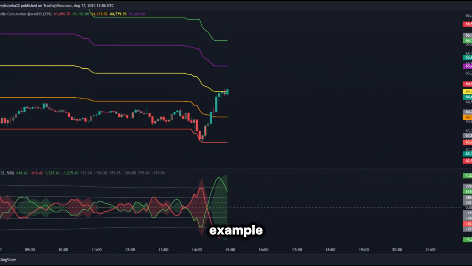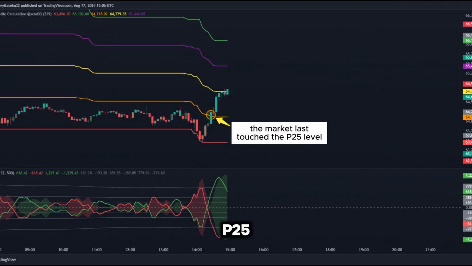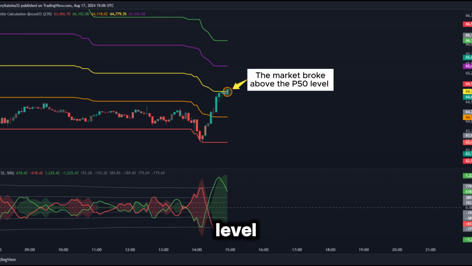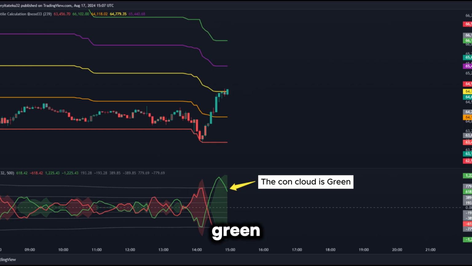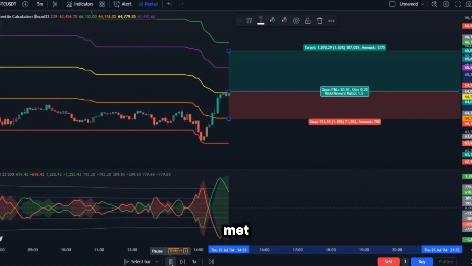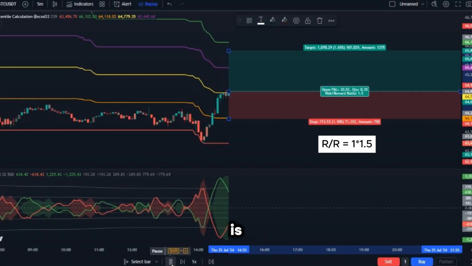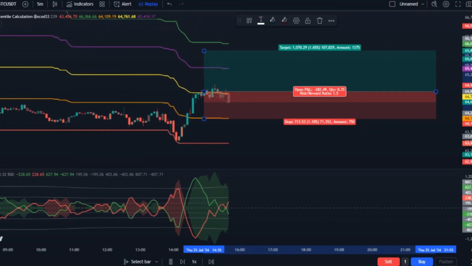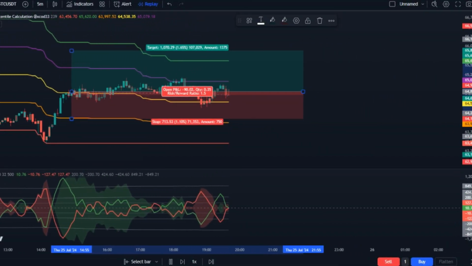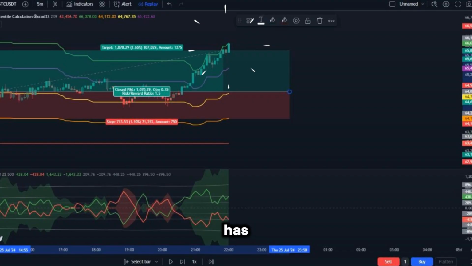Finally, another example. The market last touched the P25 level of the Percentile Indicator, broke above the P50 level, and the con cloud turned green. All conditions met, we place a buy order. The stop loss is set at the P25 level, and the risk-to-reward ratio is 1 to 1.5. The market has hit the target.